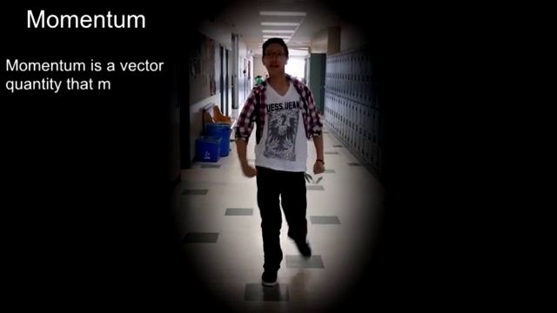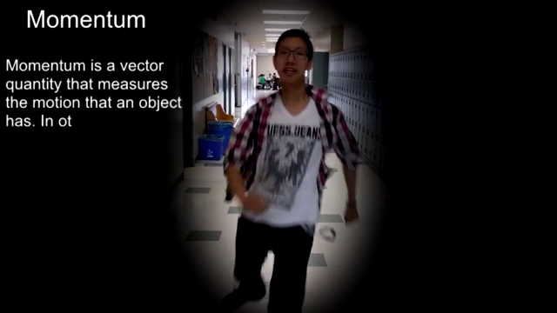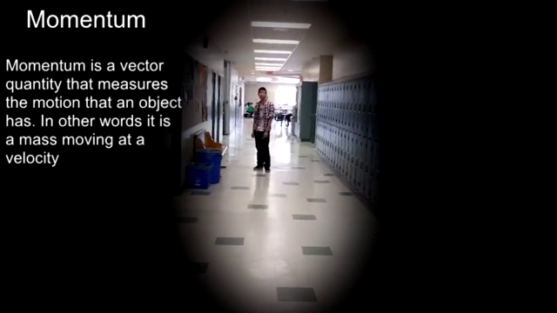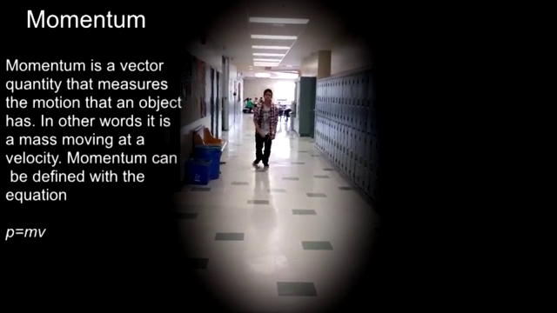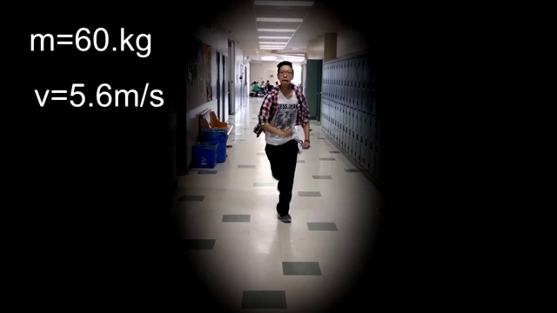Momentum is a vector quantity that measures the motion that an object has. In other words, it is a mass moving at a velocity. Momentum can be defined with the equation P equals mv. Let's find Jordan's momentum. We know that Jordan has a mass of 60 kilograms and that he is running at 5.6 meters per second. We write our given values down to keep track of them.